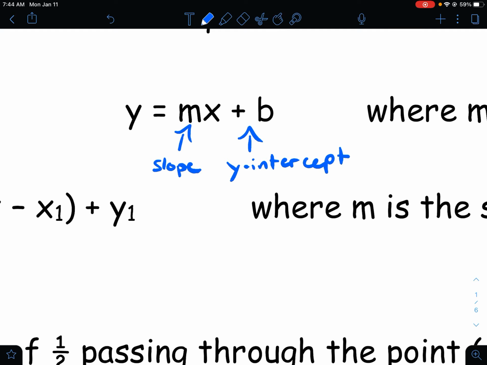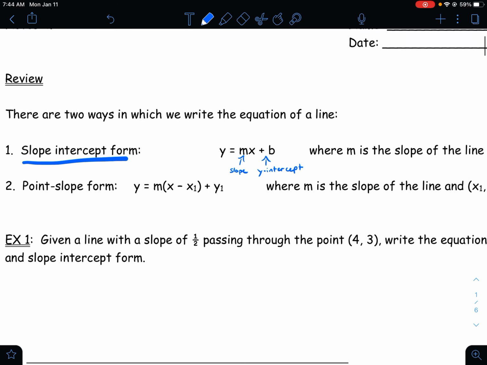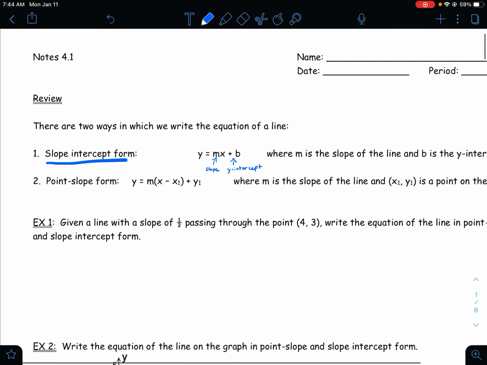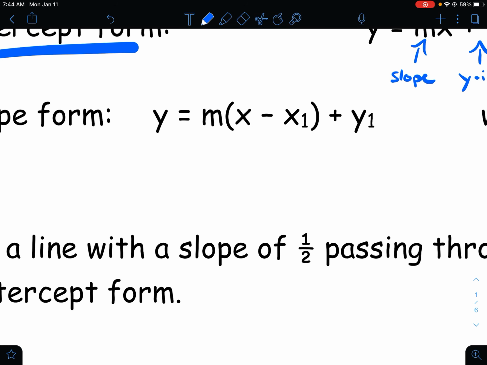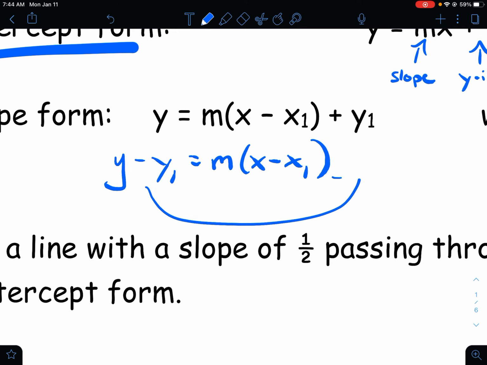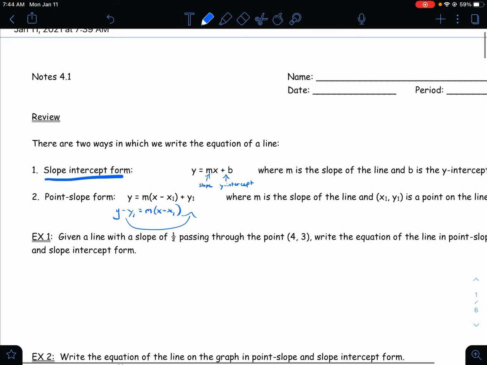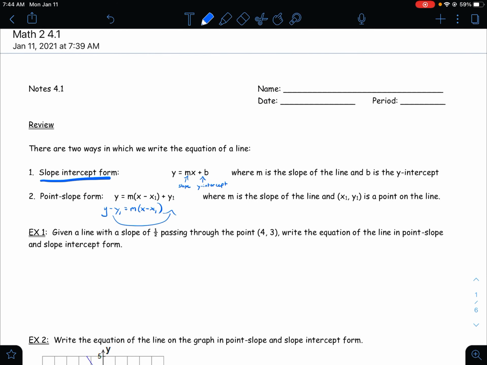All right, and then the other form of a linear equation we need to be familiar with is point-slope form, where we have y equals m times (x minus x1) plus y1. Another common format of this is y minus y1 equals m times (x minus x1). These are the exact same thing. The only difference here is that the y1 is moved over. So what you need to do is know when to use each of these equations.